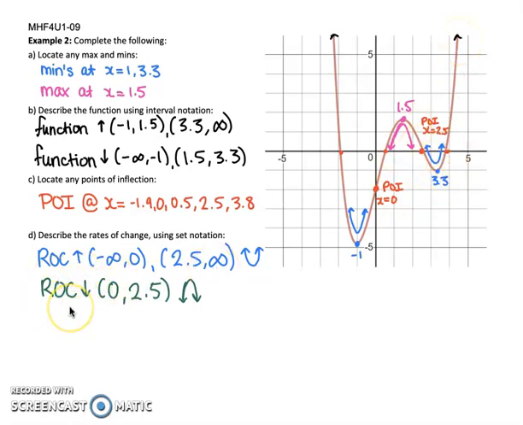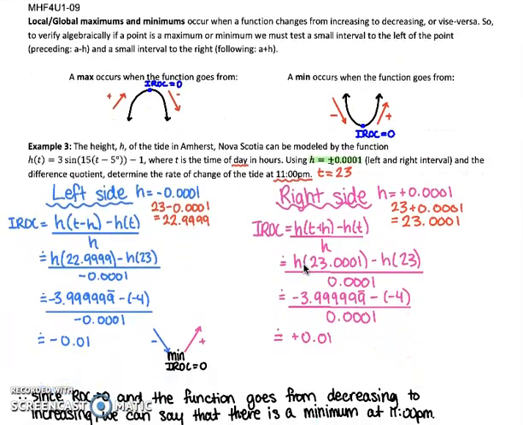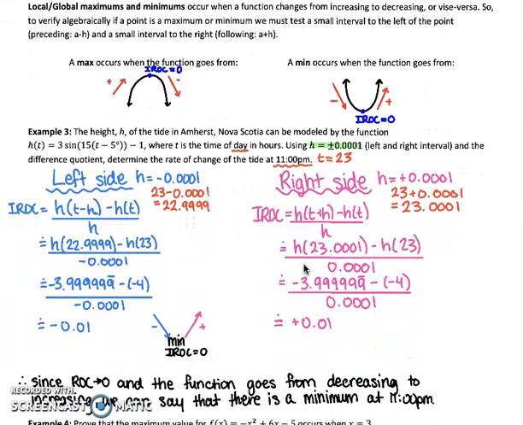Lastly, when is it decreasing? Our rate of change is decreasing when it's open downward, so it's open downward from 0 to 2.5. So next we assess looking at global and local maximum and minimums and so on. So what does this mean in terms of IROC, your instantaneous rate of change?